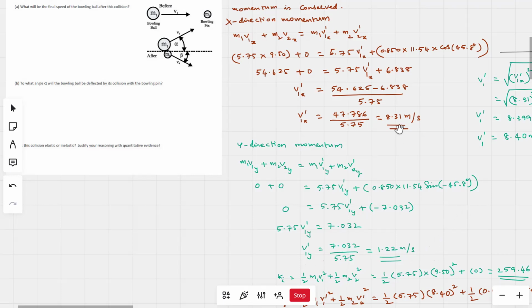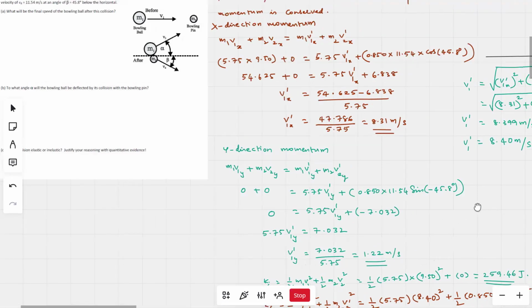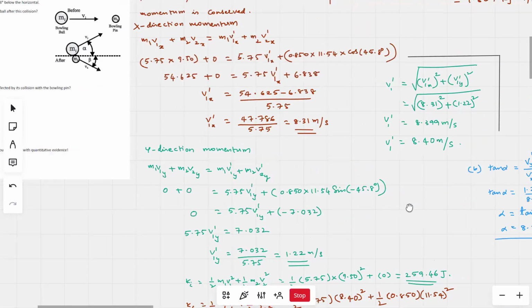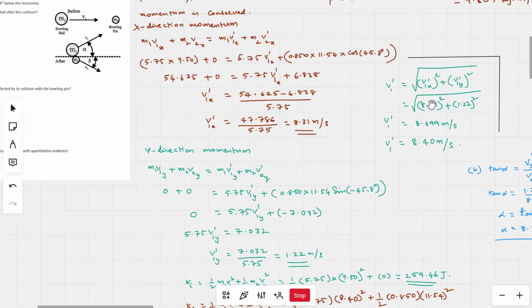Okay, so using these two values, 8.31 and then 1.22, we have to find out the velocity of the bowling ball. So velocity of the bowling ball v1 dash is equal to square root of v1x dash square plus v1y dash square. So plug in the values, you will get v1 dash is equal to 8.4 meters per second. This is the velocity of the bowling ball after the collision.